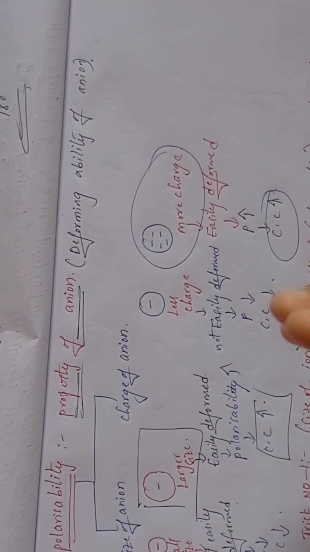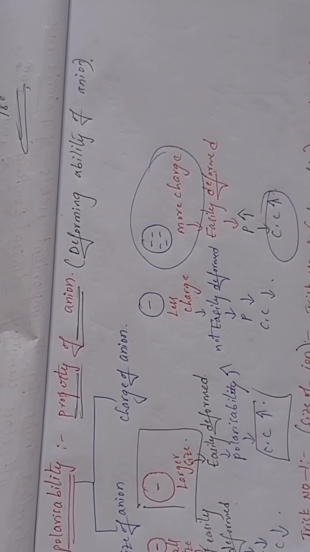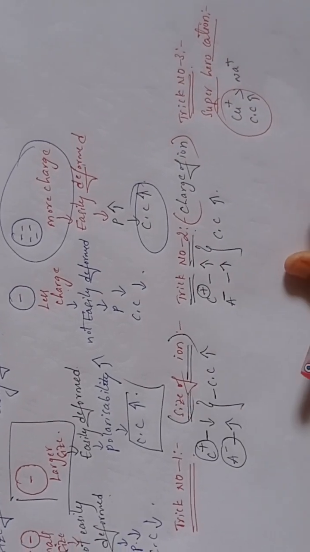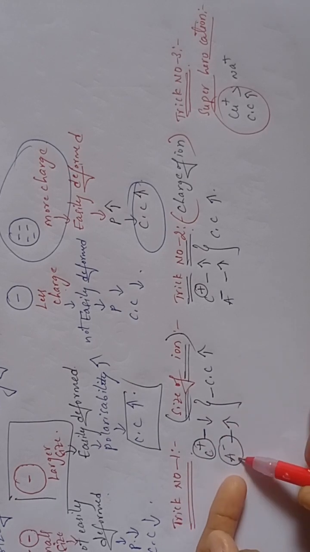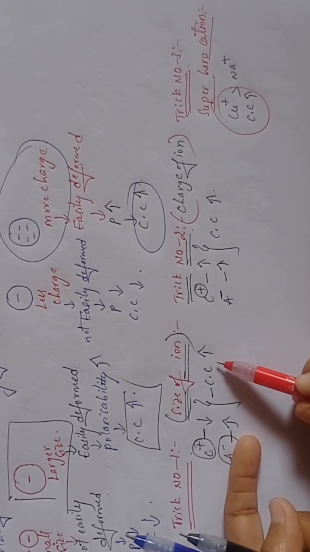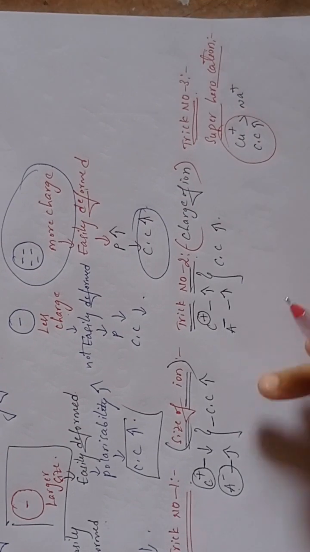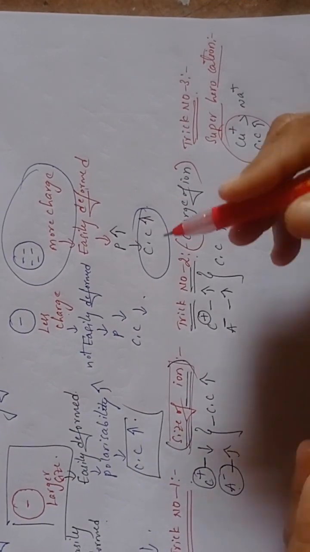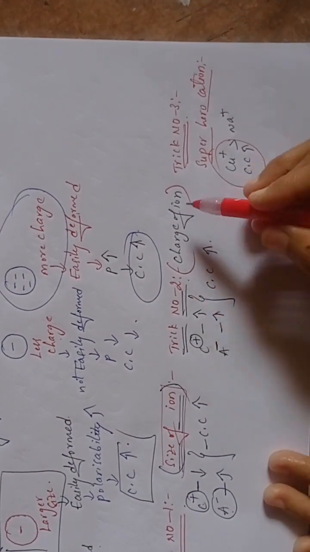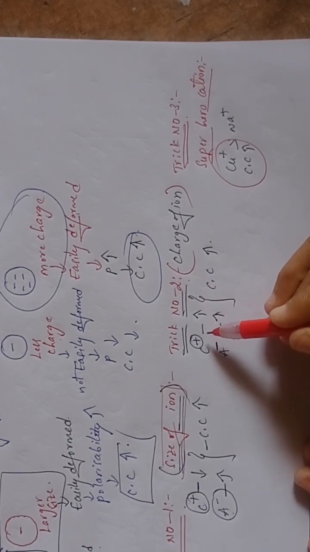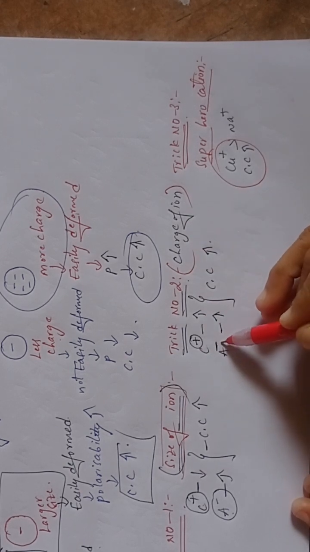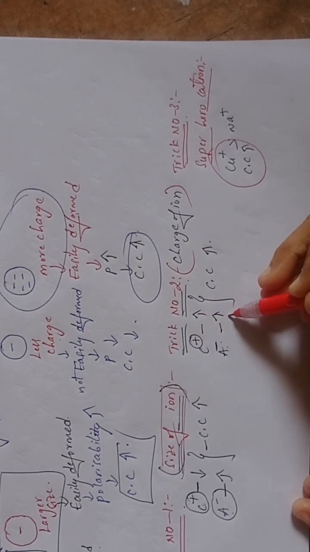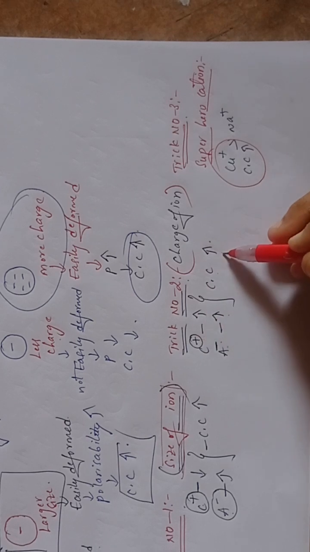Now I reveal the tricks, students. I told you 3 excellent tricks. Now I am revealing. See here, trick number 1, size of ion. In case of size of ion, cation size is small, anion size is more, covalent character will be more. Are you clear? Next, trick number 2, charge of ion. Cation charge more, anion charge more, both more, covalent character will be more.